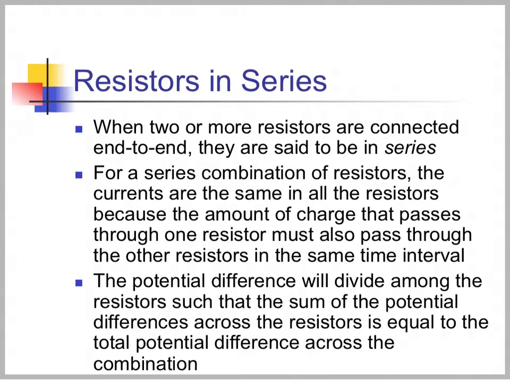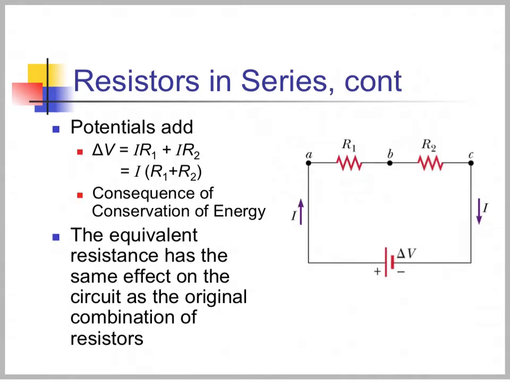Then the potential difference will divide among the resistors such that the sum of the potential differences across each individual resistor is the total potential difference across the sum. So potentials add. Delta V from A to C is equal to the delta V from A to B and then from B to C. And I know that the potential difference across each resistor is IR. So delta V is equal to IR1 plus IR2, which is just I times R1 plus R2. It's just a consequence of conservation of energy.